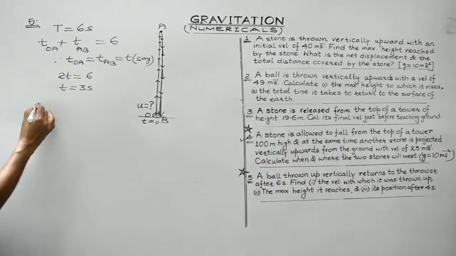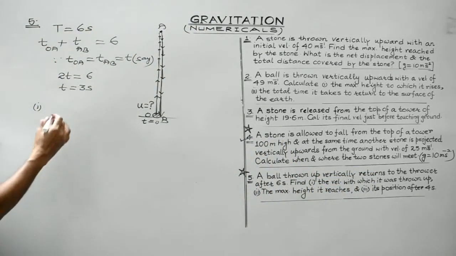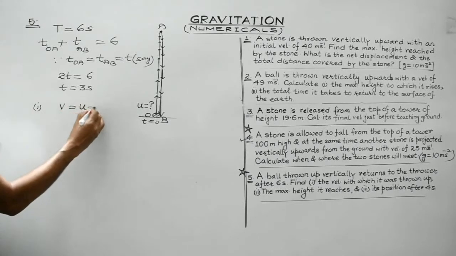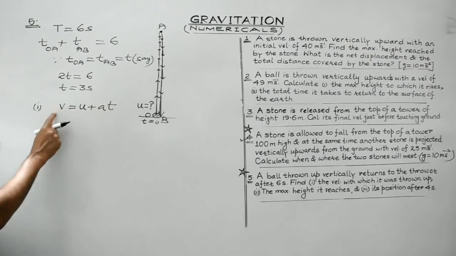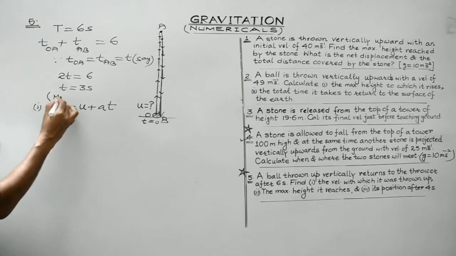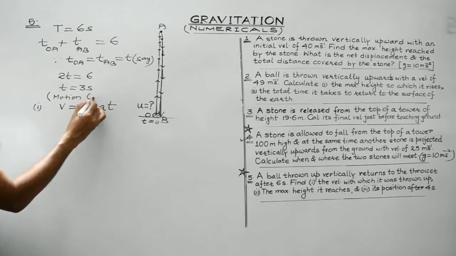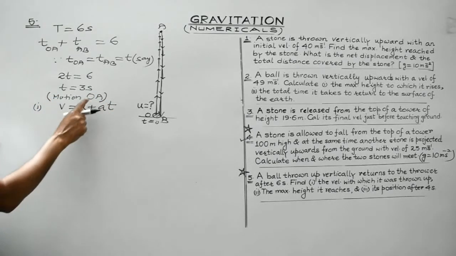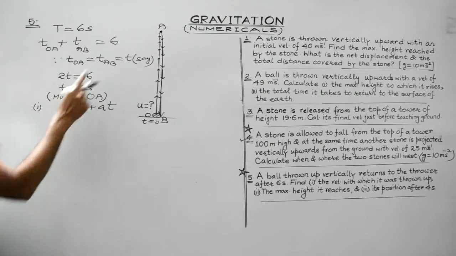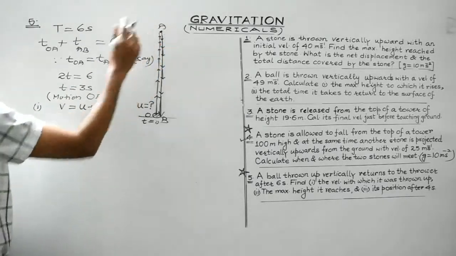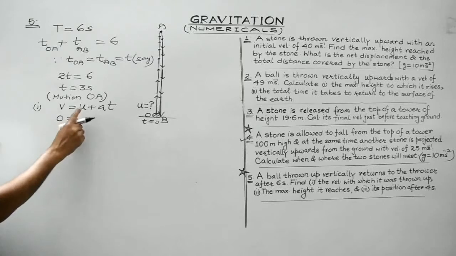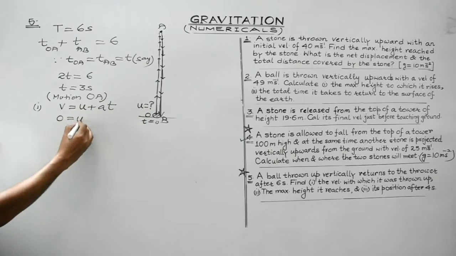So let's consider the first part. We can make use of the first equation of motion, V is equal to U plus A t. We are considering the motion from O to A, right? O is the initial point, A is the final point. So what is the final velocity at point A? It is 0. What is the initial velocity? That is to be determined.